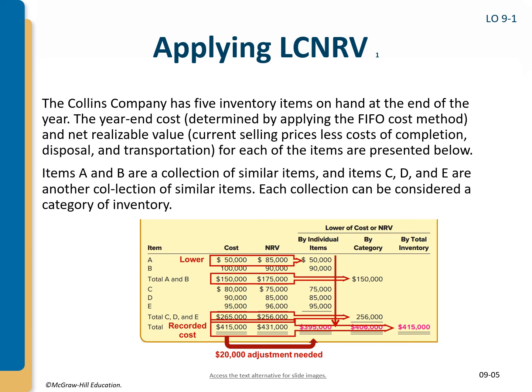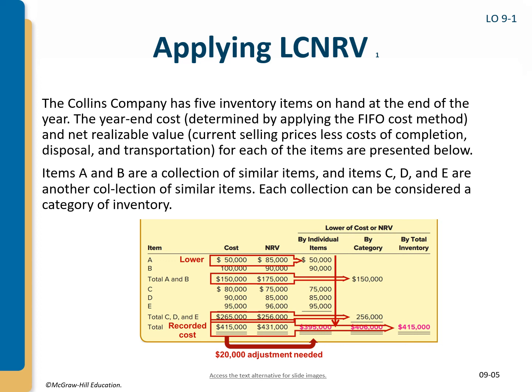So instead of taking each individual item and doing this, take a total for each category. What's the total cost of items A and B? What's the total NRV? All right, in that case, comparing the cost to the NRV for that category of item, the cost would be less. Do the same for items C, D, and E.